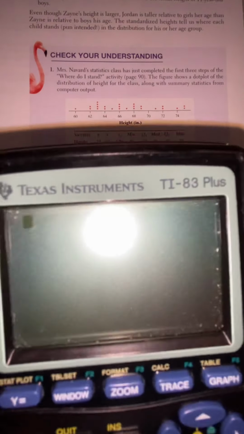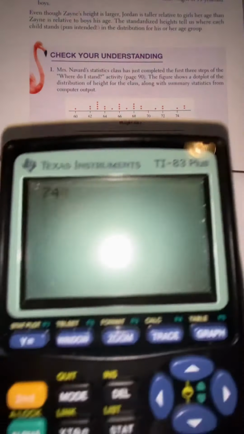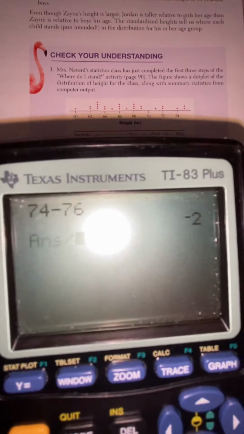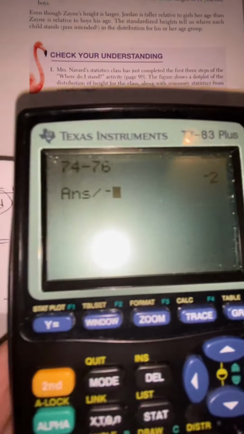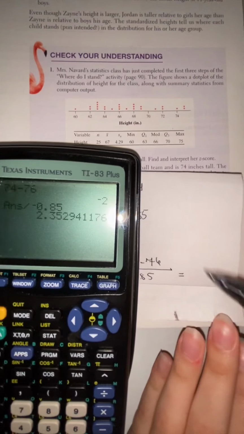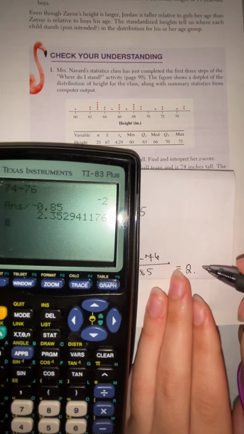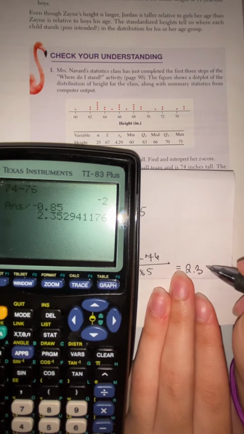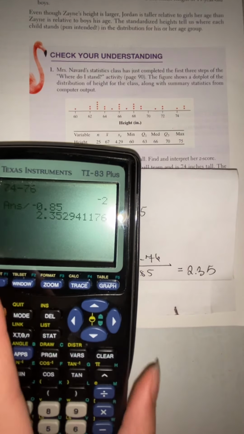Let's take a look at the calculator. 74 minus 76, divide that by -0.85, and that gives us 2.35. We're going to round it.